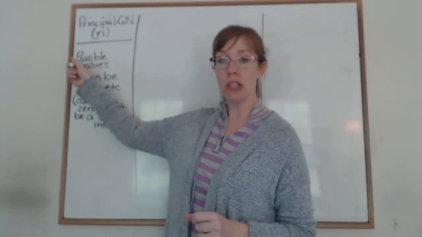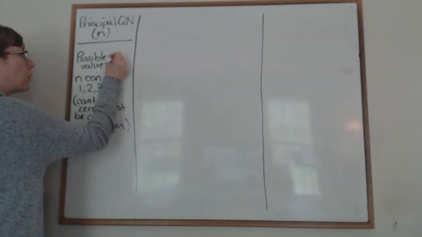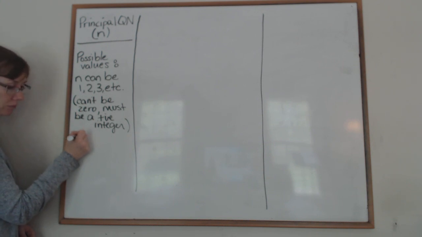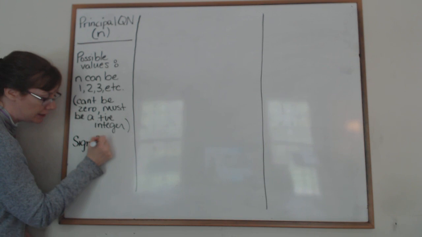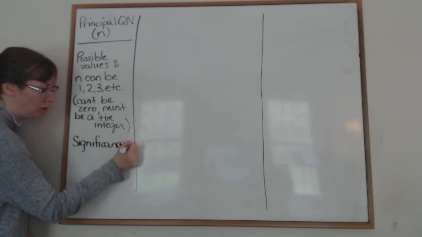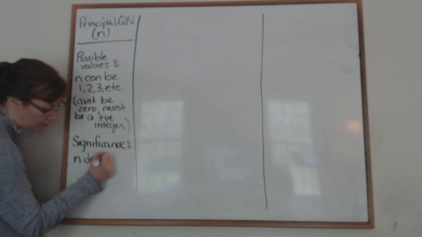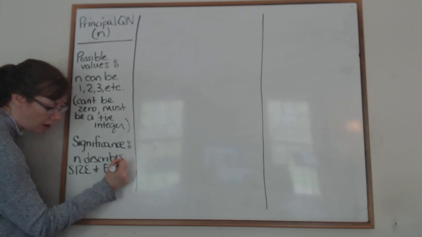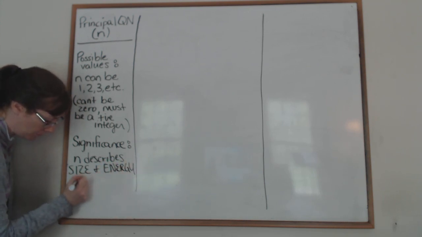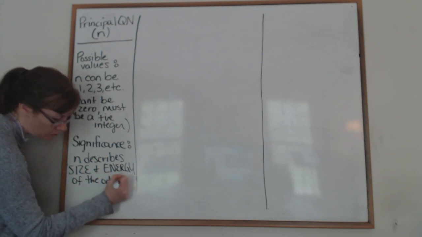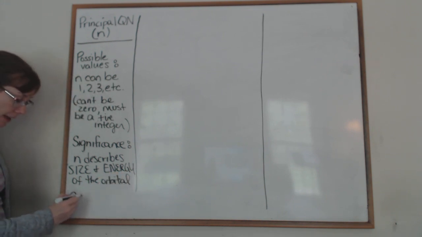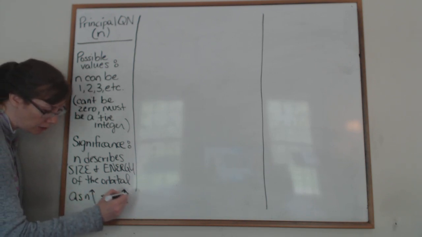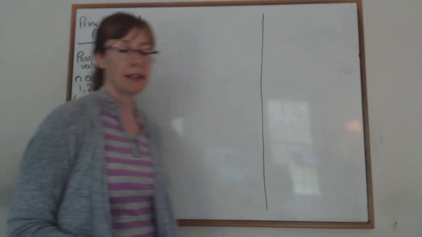All right, now, in addition to possible values, let's go ahead and talk about what does N tell us. So basically, let me go ahead and write the word significance. What is the significance of the N value? What is it telling you? N describes 2 things, the size, but also the energy of the orbital. And essentially, as N increases, size and energy also increase. So I'm just doing S and E. You could write size and energy increase.